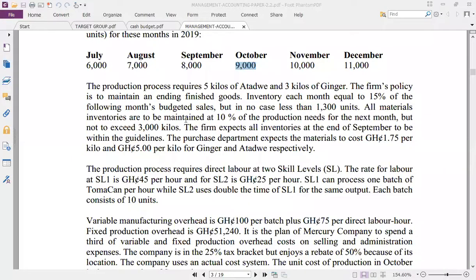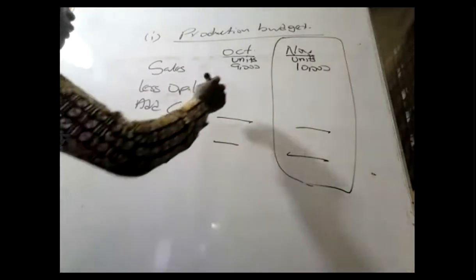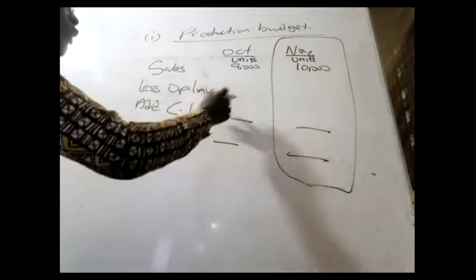Okay, so let's quickly look at this. They are saying that the closing inventory is 15% of the following month's budgeted sales. So if I'm in October, it's 15% of November, that's 15% on 10,000. And don't forget that it should not be less than what? 1,003. Thank God this is 1,005. It shouldn't be less than 1,003 because it's a quota. So the closing inventory here becomes 15% of this.